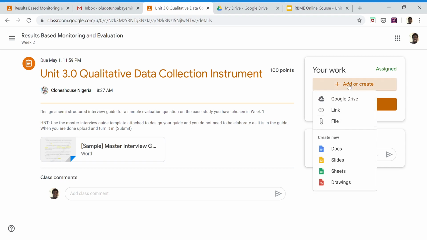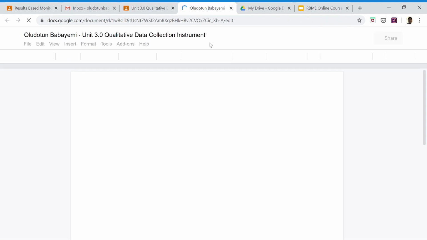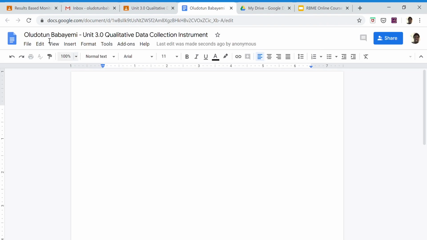So you just come here. I can just create by using a doc, or you add a file. If you've done it in Excel, you can just add the file and upload. I'm going to use the Google Doc, so let me just create a Google Doc for that, and I'll work on that and use it to submit. So boom. Yep, it's going to automatically have my name, and I can start my guide.